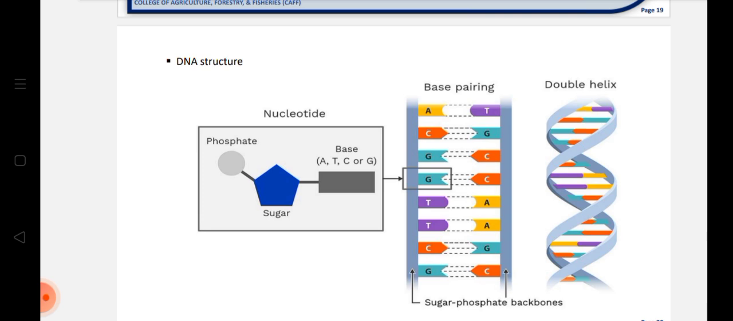This structure is essential for storing genetic information, copying it during cell division, and passing it on to the next generation. Okay, so let me just repeat the components or the nucleotides present in DNA. The nucleotides consist of a phosphate group, a sugar called deoxyribose, and a nitrogenous base. The nitrogenous bases are either adenine, thymine, cytosine, or guanine.